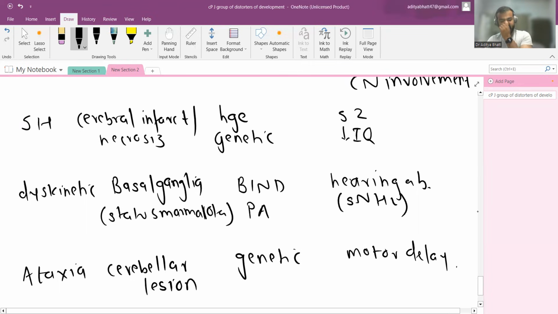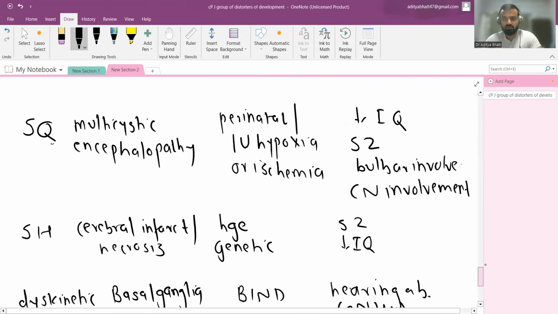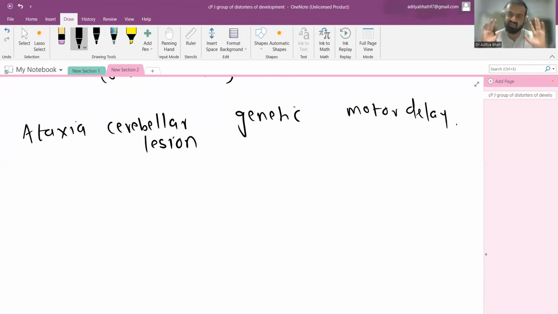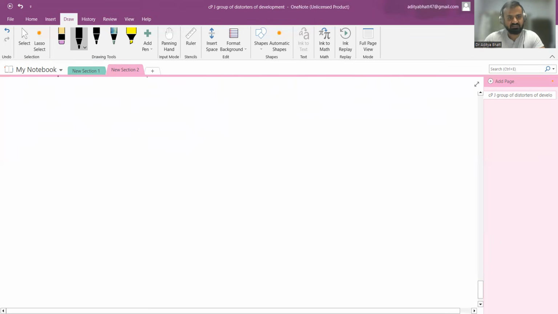So this table is extremely important. If you know this table, you will probably do very well. So that is why you remember this. Okay, now how to approach a patient with CP? Approach to a patient with CP.